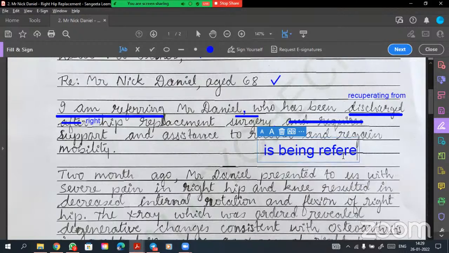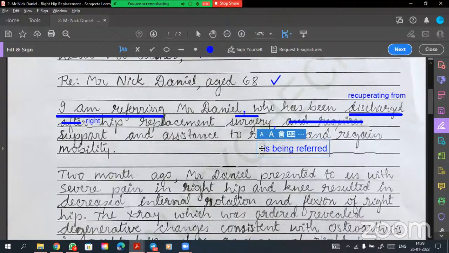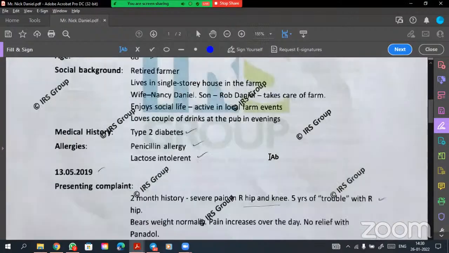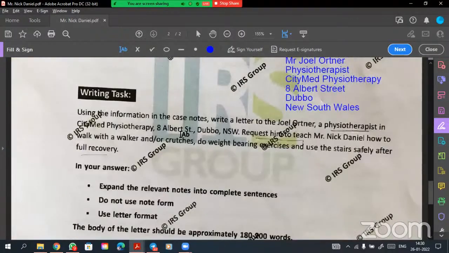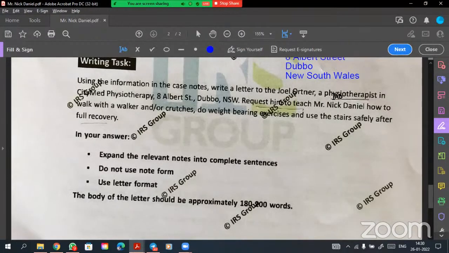Okay, we are not bothered about discharge here. We are bothered about a referral letter here. Is being referred for. This is a referral letter, right? Yes. You got it? See here what he's telling. Write a referral letter. So the discharge plan is referred to a local physiotherapist, and you are writing to a physiotherapist. You understand now? Yes, sir.